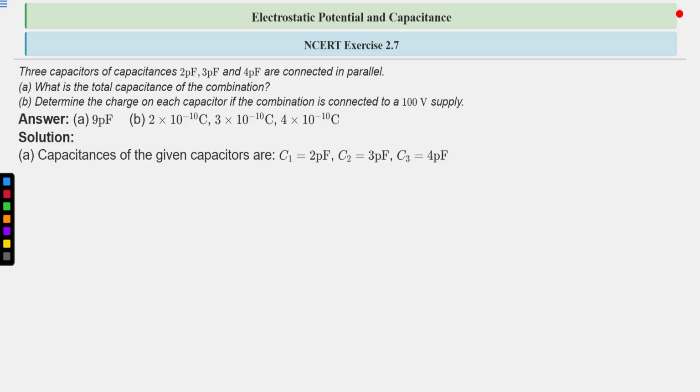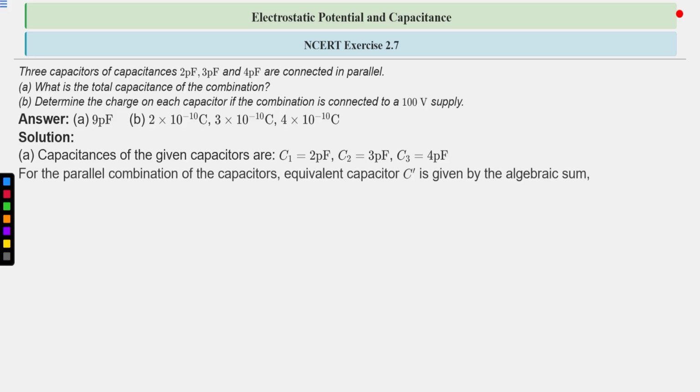We know that the capacitances of the given capacitors are C1 equal to 2 picofarad, C2 equal to 3 picofarad and C3 equal to 4 picofarad. The equivalent capacitance for a parallel combination is just the sum of all the capacitances, given by the algebraic sum. So C dash equal to 2 plus 3 plus 4 equal to 9 picofarad. This is simple. Therefore, total capacitance of the combination is 9 picofarad. Now the second part: determine the charge on each capacitor if the combination is connected to a 100 volt supply.